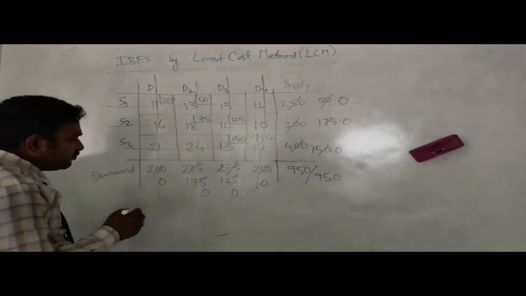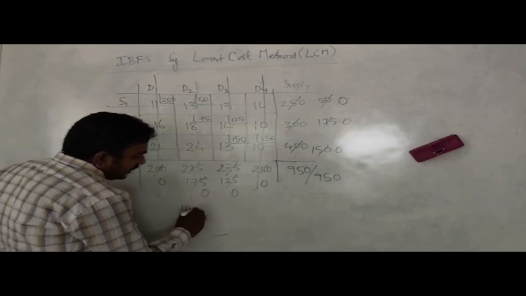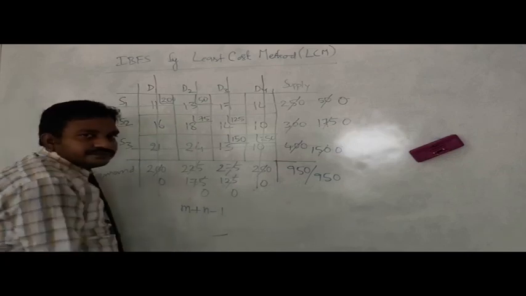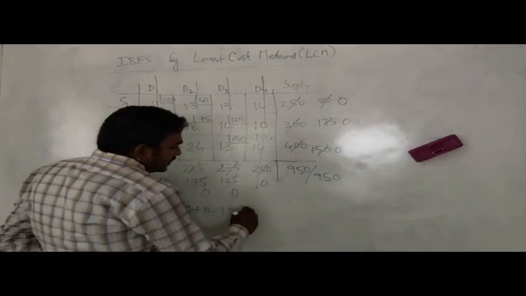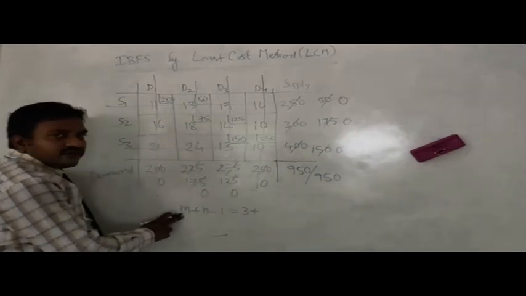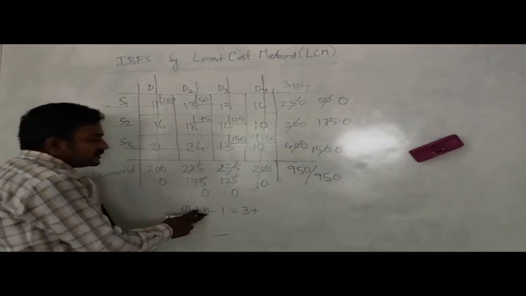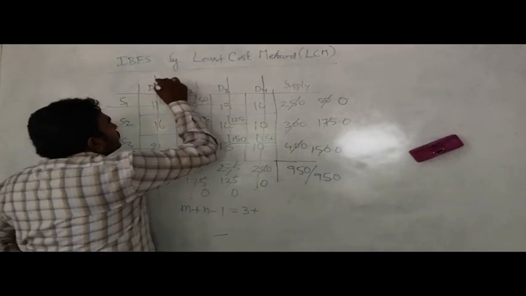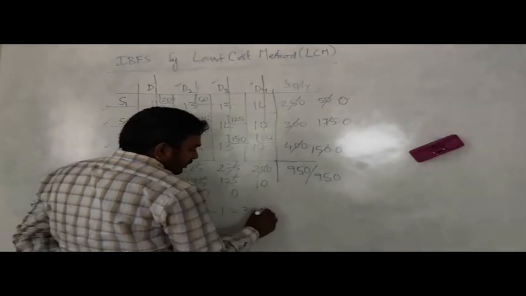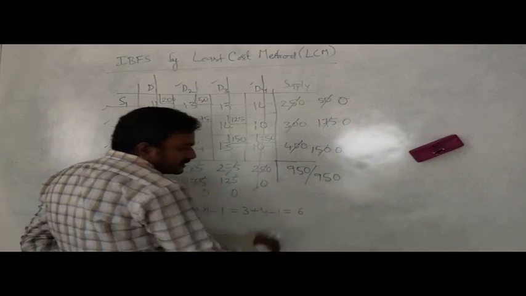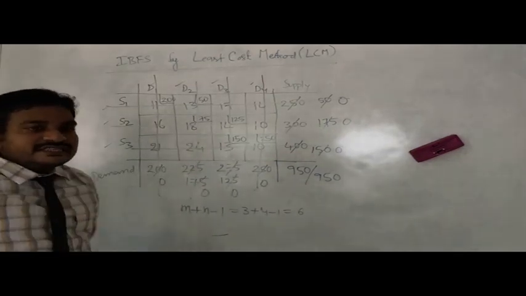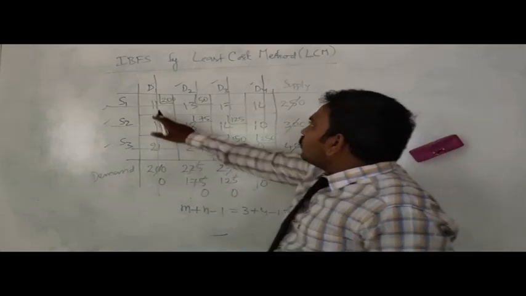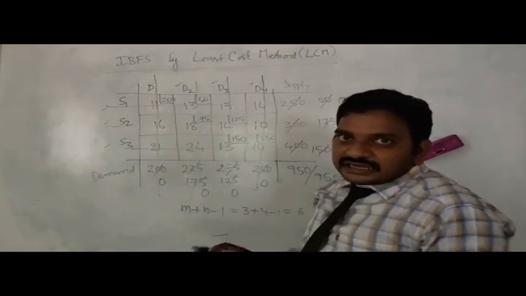No mistake over there. My total number of allocations must be equal to or less than m plus n minus 1. M means total number of rows, n means total number of columns. There are 3 rows, S1, S2, S3, and 4 columns, D1, D2, D3, D4. 3 plus 4 minus 1 equals 6. The total number of allocations must be equal to 6 or less than that. So my total allocations are 1, 2, 3, 4, 5, 6 allocations.